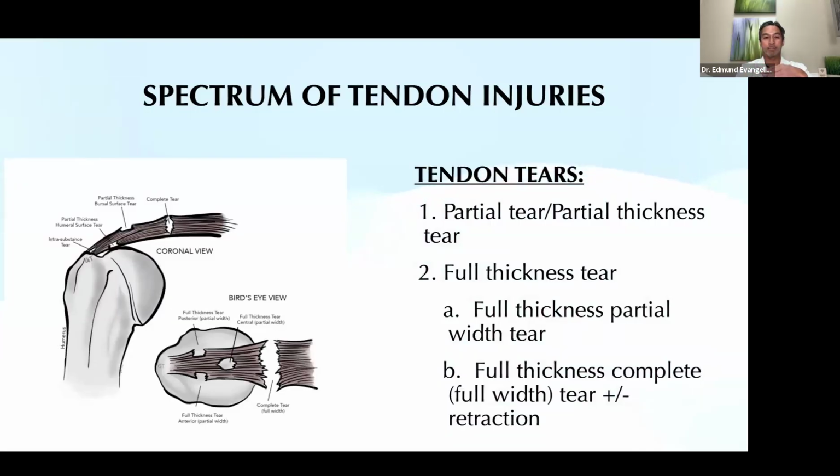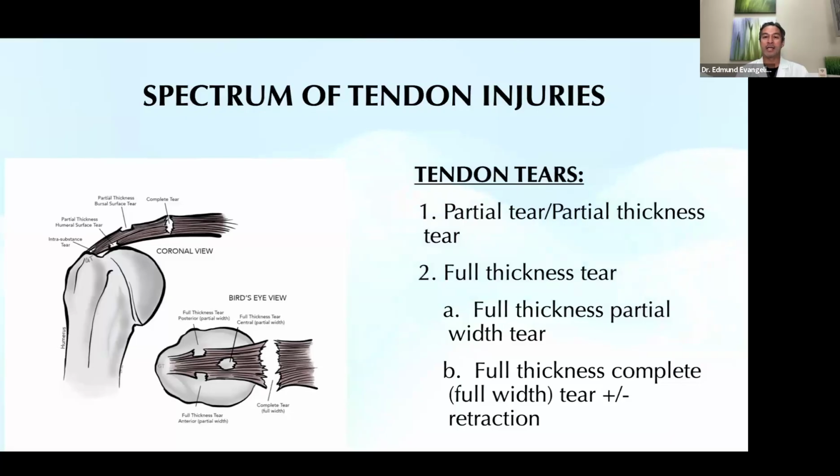So in the picture on the bottom right, we see this is a top view of that same tendon. We can see a partial width tear of the anterior half, so the front half of the tendon, or you can have a full thickness partial width tear of the back half of the tendon. So the tear is through and through the tendon, but only a portion of the tendon is torn, and there are still some remaining fibers that are still attached to the attachment point.